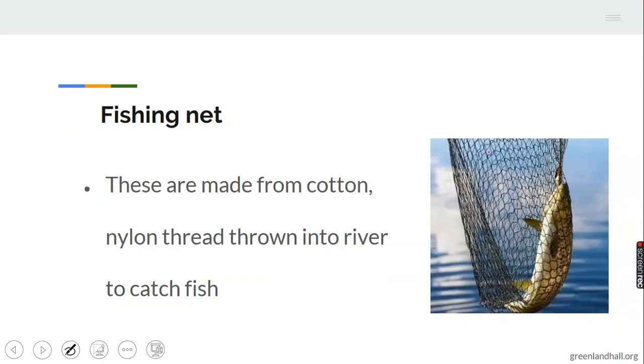2. Fishing net. Fishing net is as well an equipment used in fishing. They are made from cotton or nylon thread, and thrown into the river to catch fish. This is a very good example of a net. We can all see the fish inside the net, which the farmer has been able to capture from the river.